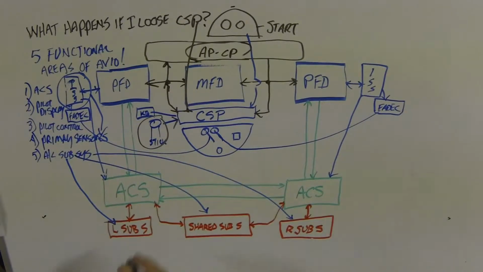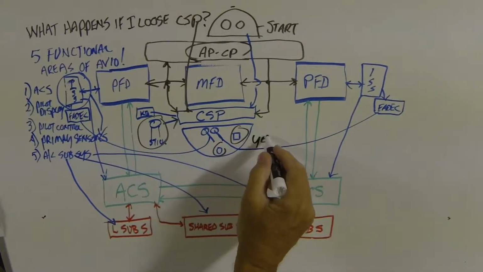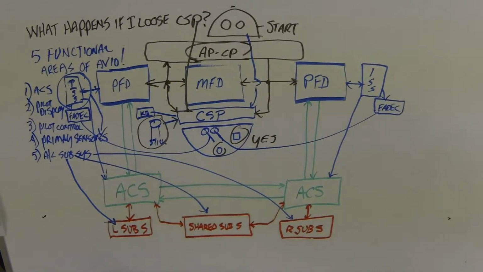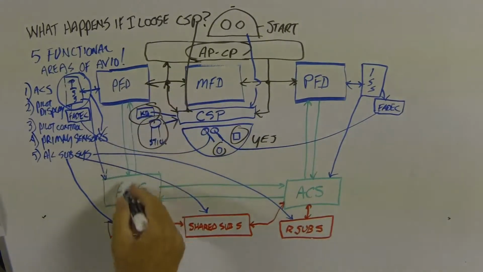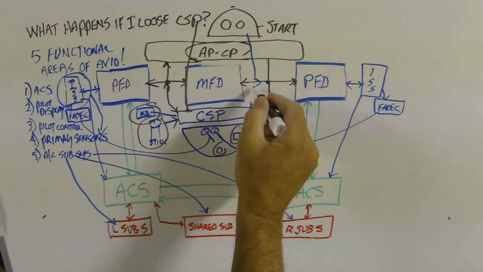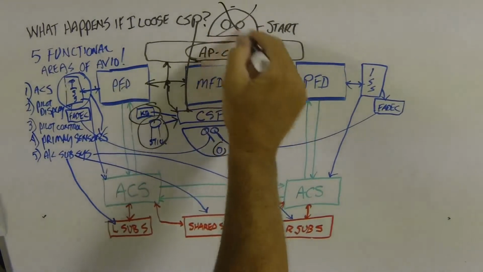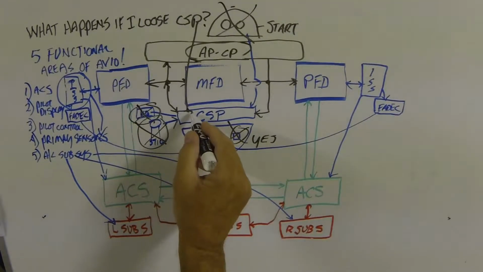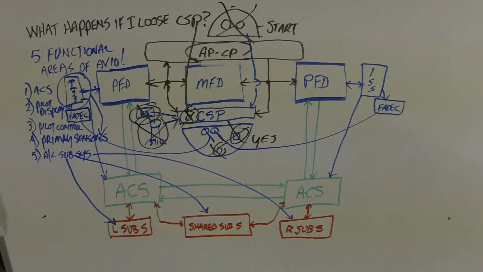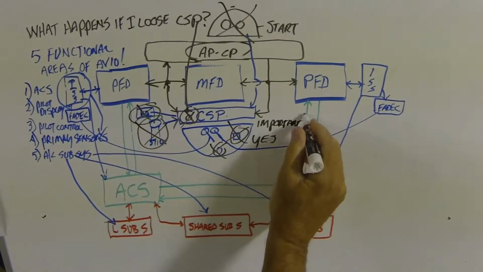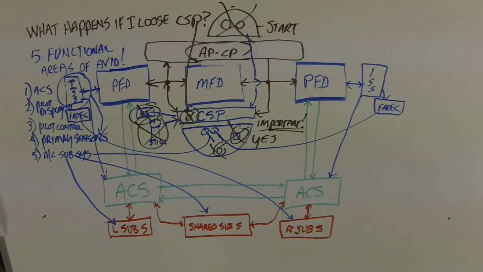Yep. I'm going to lose my flap handle and my trim. Indeed. I'm going to lose my keyboards because they go through the center switch panel, and if it's not working, it's not communicating anything to the MFD, PFD, or ACS. All right, am I going to lose my start? Yes, indeed. I'm going to lose my flaps, my stick, my keyboard, my gear handle on the CSP is not going to work. So that means we'll be putting the gear down manually. Very important component of this Avio system is the center switch panel.